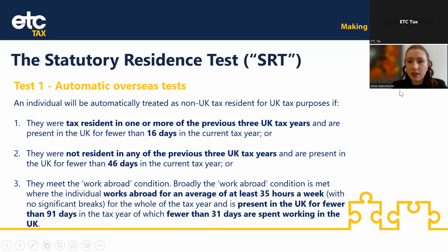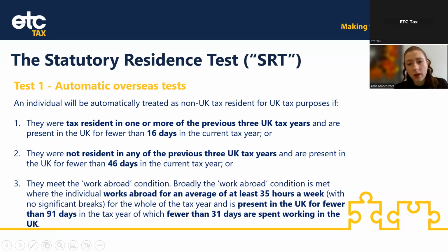So as you can see, there are 3 different tests within the automatic overseas test. When we talk about being present in the UK, the first test we're looking at 16 days, the second test we're looking at 46, the third test we're looking at 91 days. We are talking about the midnights that the individual is present in the UK. So, for example, if you have an individual arriving in the UK on a Friday morning, leaving on a Sunday evening, although they have spent a full 3 days in the UK, in terms of calculating residence and determining the days they have spent in the UK, it would only class as 2 days because they've only been in the UK for 2 midnights.